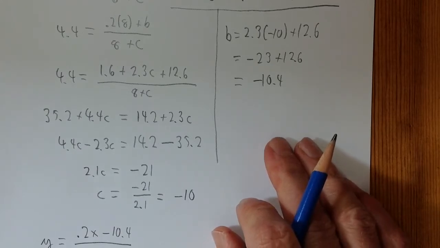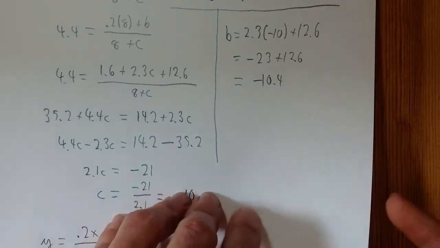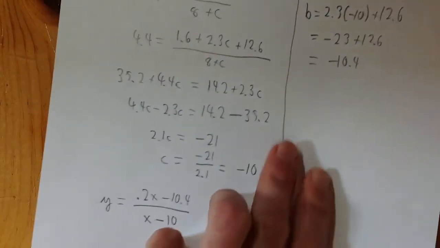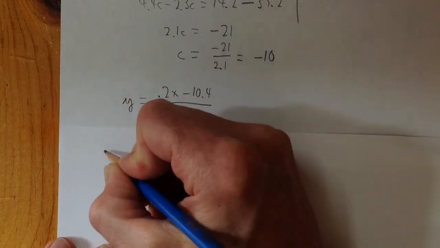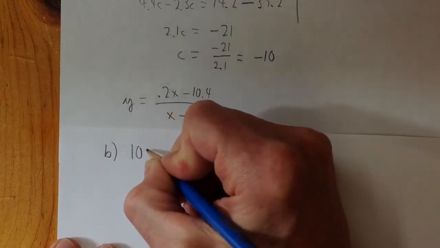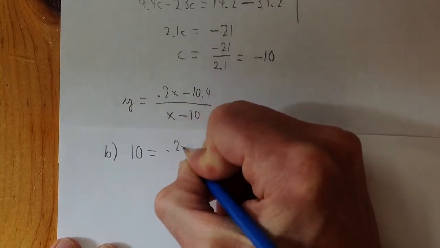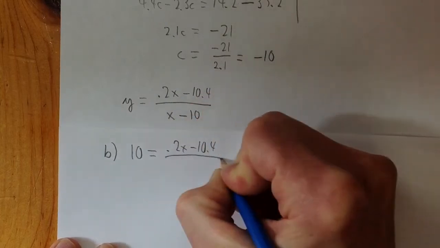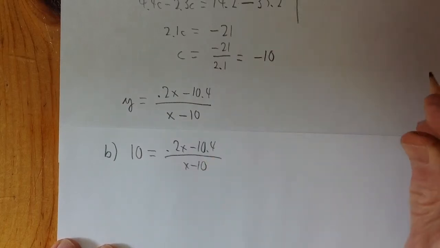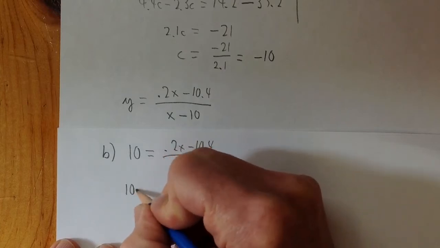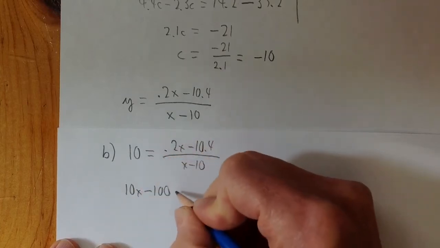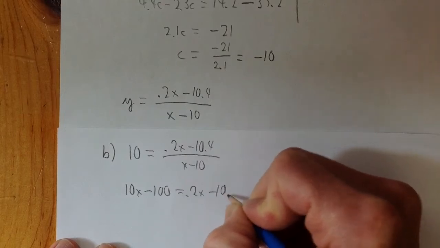B says, how far must you go for the meter to reach 10? How far to go to reach 100? Okay, so to reach 10, we just plug into our formula here. We want y to be 10, so this is part B. So we say 10 is equal to 0.2x minus 10.4 over x minus 10. Multiply both sides by the bottom. That's 10x minus 100 equals 0.2x minus 10.4.